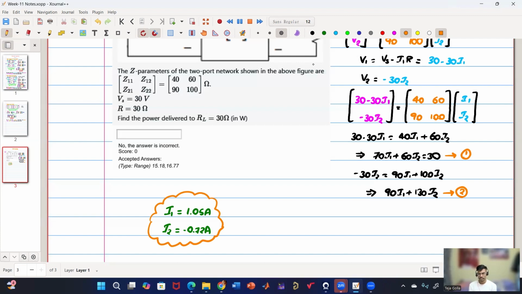Okay. Others, are you able to get the same expression, or are you still solving? Whoever has calculated I1 and I2, can you calculate and let me know what will be the power delivered to RL? And let me know the final value. And whoever is still calculating, once you calculate, let me know if the answers are matching with this I1 and I2.